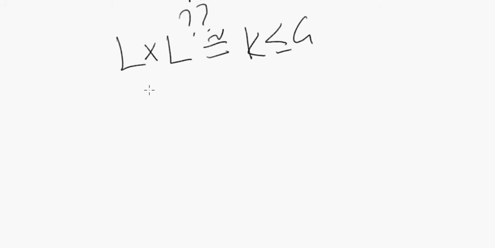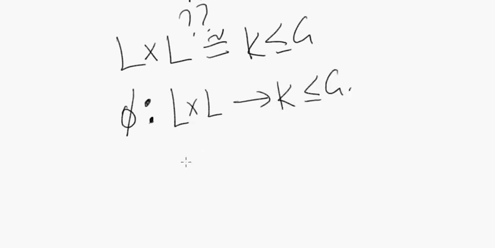So, how do we know that we can do something? Perhaps we can present a way to show that we can do it. That is, can we actually think of an isomorphism between L cross L and K, where K is some subgroup of G, right? Well, what would an isomorphism look like is the question, right? So this might help us to decide whether there is actually an isomorphism between L cross L and some subgroup of G.